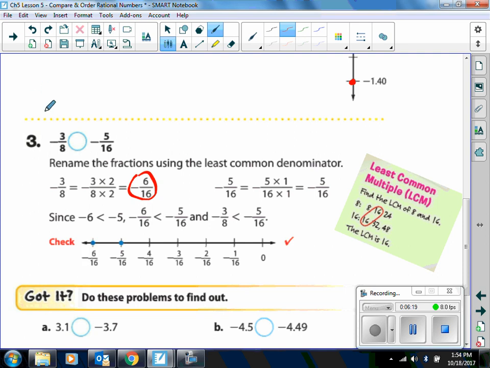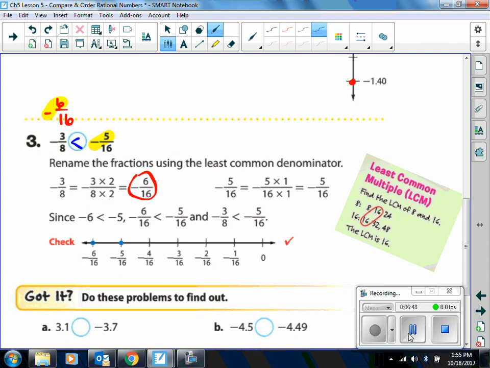-6/16. So if this one is -6/16, now we have common denominators. All you have to do is look at the numerators. So that's a -6 and that's a -5. What symbol goes in the circle? That's going to be a, remember, with both negatives, the bigger the number, the smaller the value. So this is going to be less than.